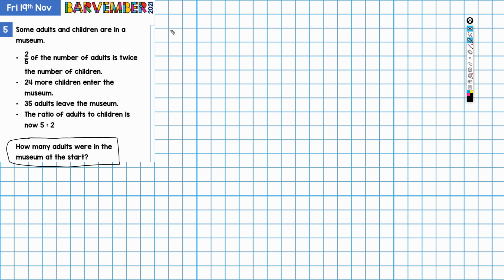Well, unsurprisingly, I am going to start by drawing a bar for adults and a bar for the children. And we are told that 2/5 of the number of adults is twice the number of children. So I'm going to draw a bar for the adults that's split into fifths. So that's 1 and 2 and 3 and 4 and 5. Okay, so this is the bar for the adults.